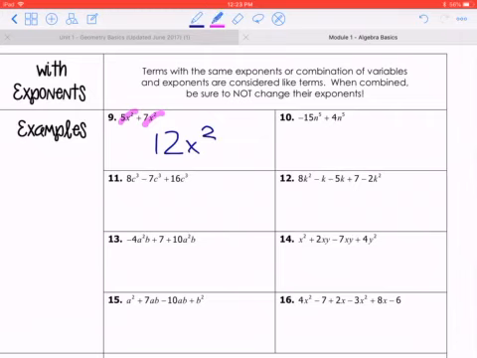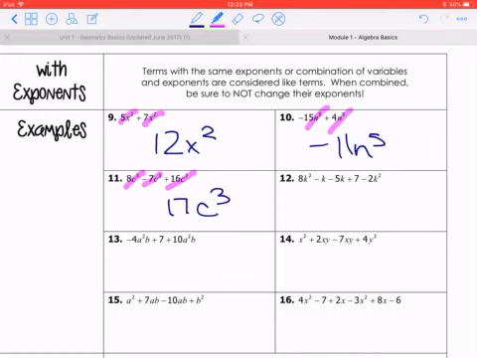Okay, if we look at number 10, we have an n to the fifth and an n to the fifth. So those match. So negative 15 plus 4 is going to give me a negative 11n to the fifth. Okay. If we look at 11, I have an 8c to the third minus 7c to the third plus 16c to the third. So those all match. 8 minus 7 is going to be 1, plus 16 is going to give you 17c to the third.